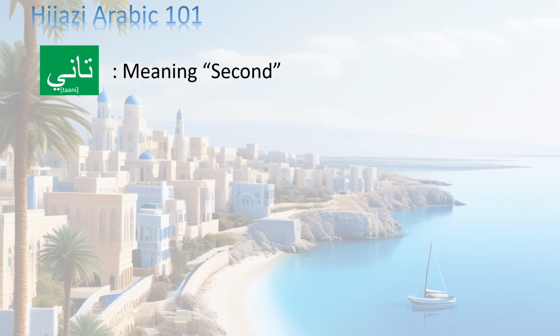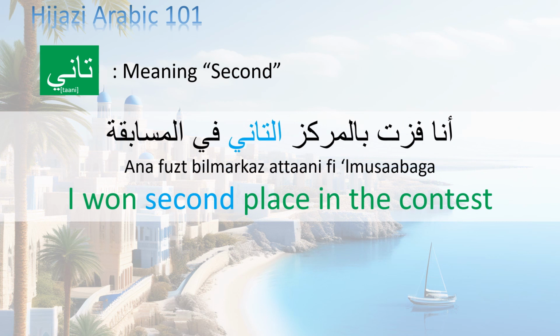So the first and primary meaning of tani is second. It can be used to indicate the second position or rank in a particular context. For example, you might say أنا فزت بالمركز الثاني في المسابقة. I won second place in the contest.